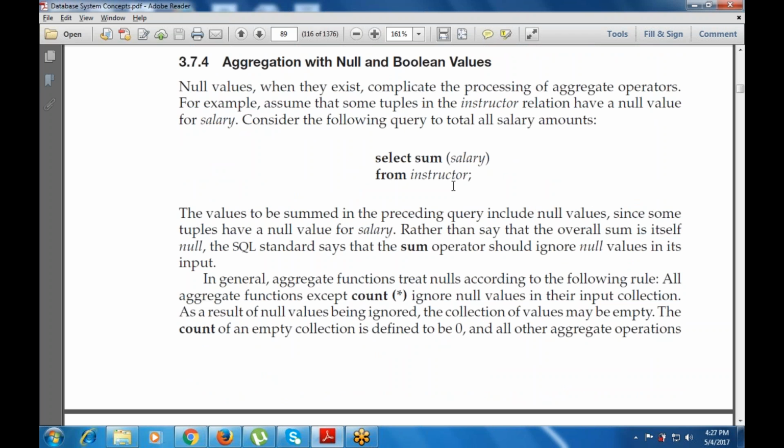The values to be summed in the preceding query include null values, since some tuples have a null value for the salary. Rather than say that the overall sum is itself null, the SQL standard says that the sum operator should ignore null values in its input. In general, aggregate functions treat nulls according to the following rule: all aggregate functions except count star ignore null values in the input collection.